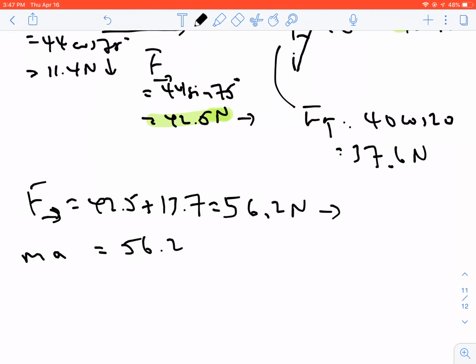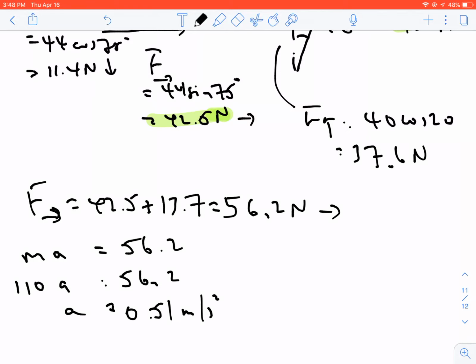I know the mass of the toboggan and the tobogganer is 110. So I know the acceleration of the toboggan and tobogganer is 0.51 meters per second squared. Okay, so that's the A part of the question.